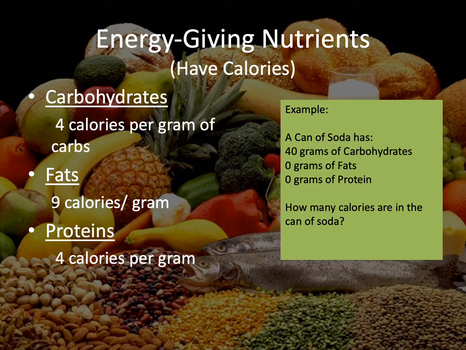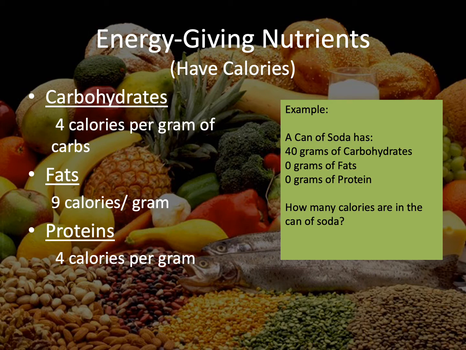There are 3 nutrients that give energy. This means these 3 nutrients give our bodies the fuel that it needs for daily function. The 3 energy-giving nutrients are carbohydrates, fats, and proteins. All three of these nutrients provide calories. Carbohydrates provide 4 calories per gram. Fats provide 9 calories per gram. And proteins provide 4 calories per gram.